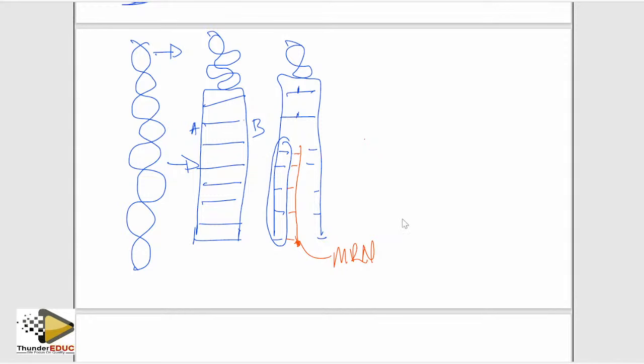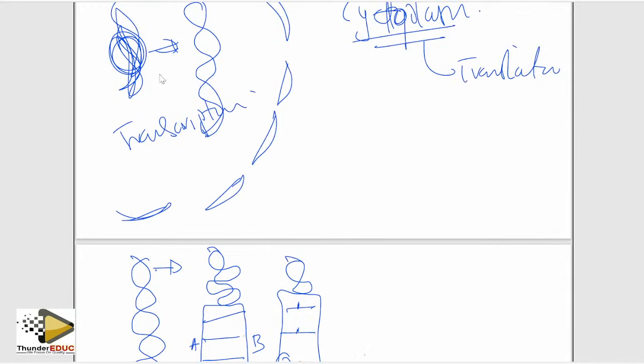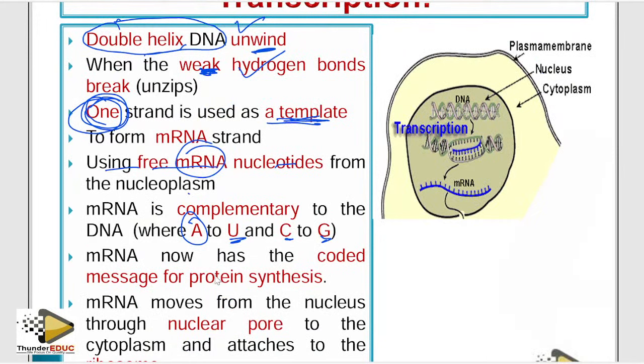And remember, it is in the nucleus. It is still here in the nucleus. So that strand has formed. And then what does it have? What is this strand containing? It contains the information from the DNA. That's what you are saying here.